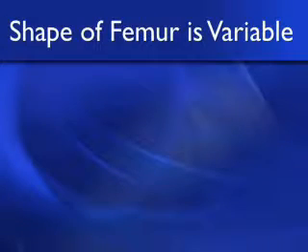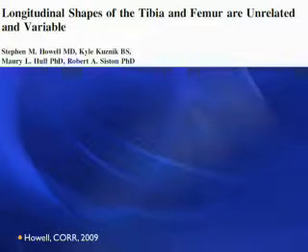So one of the reasons that the mechanical axis is not zero and the same in all individuals in the normal limb is because the shape of the femur varies widely between our patients. And we studied this when we looked at the longitudinal shapes of the tibia and femur in a group of patients and published in CORR in 2009, and showed that the femur and tibia shapes are unrelated within an individual and are variable between individuals.